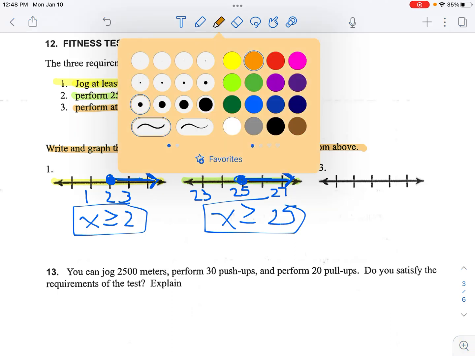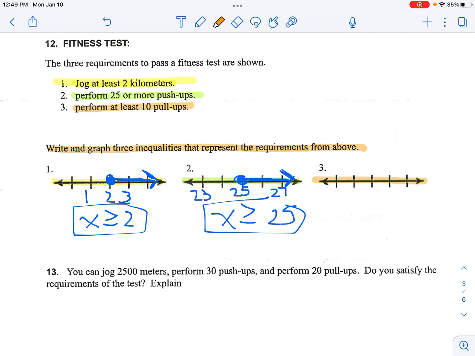Number 3, moving on to orange. Perform at least 10 pull-ups. The number of pull-ups has to be greater than or equal to 10. So 10 in the middle, we'll put 12 down here and 8 down here. Closed circle at 10, pointing to the right.